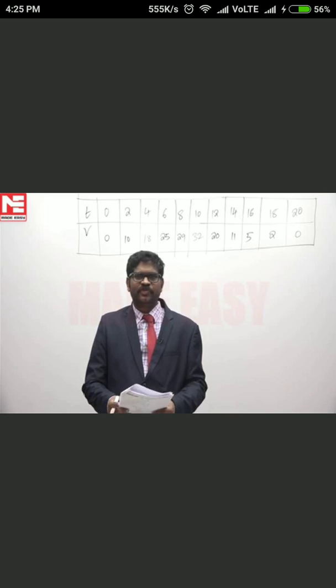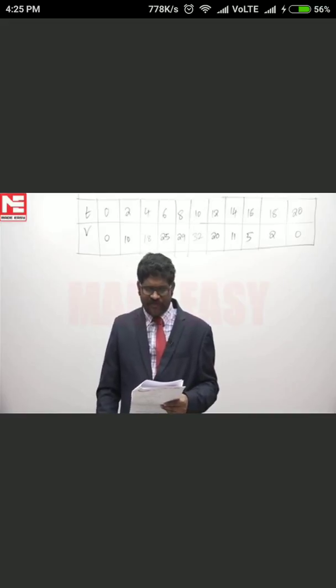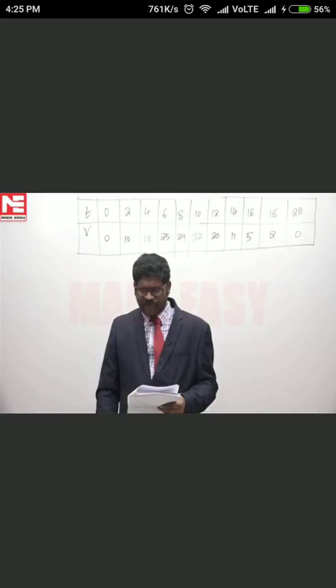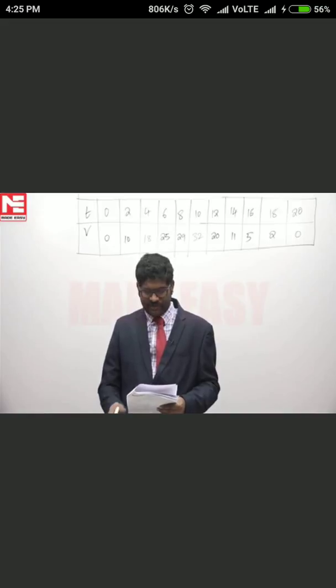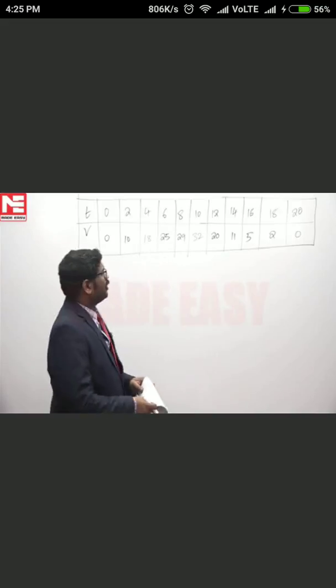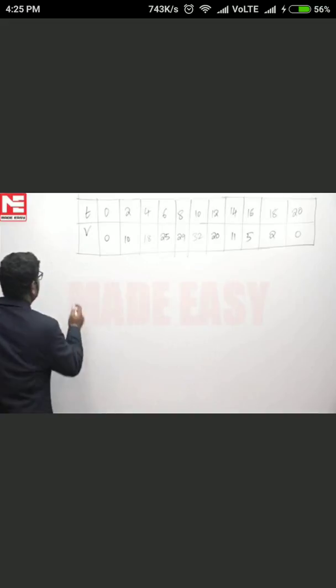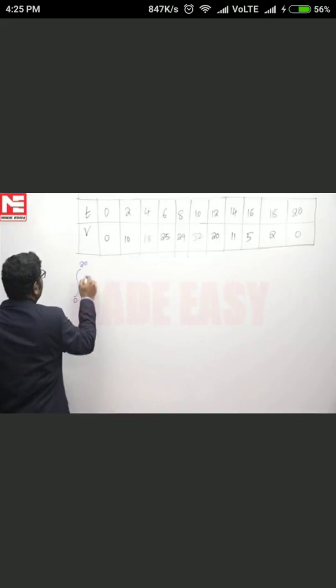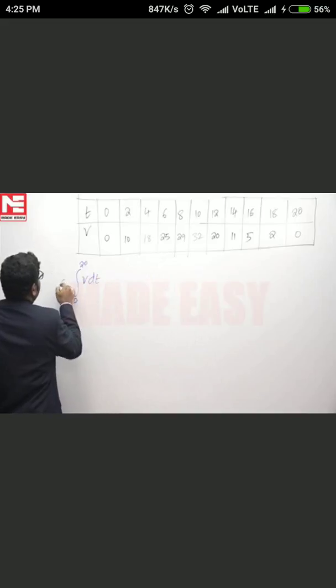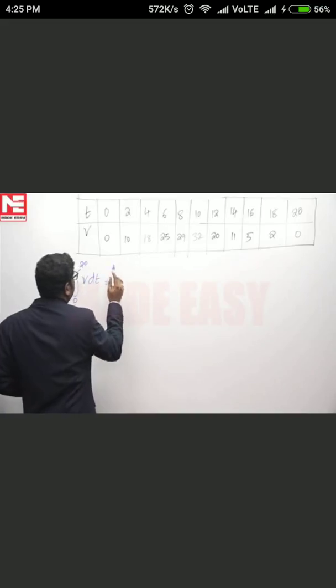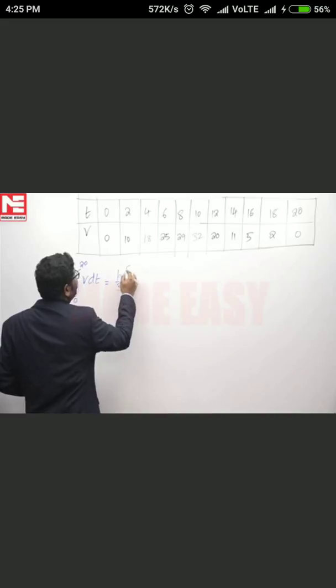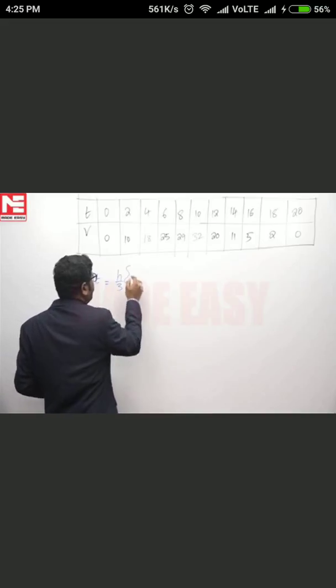In this problem, the velocity of a particle from the rest is given at different time instants. Now we have to find, by using Simpson's 1/3 rule, the distance traveled by the particle in 20 minutes time interval. So here we have to find out by applying Simpson's 1/3 rule, integral 0 to 20 v dt, the distance.